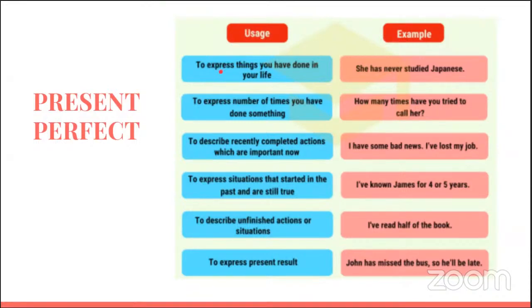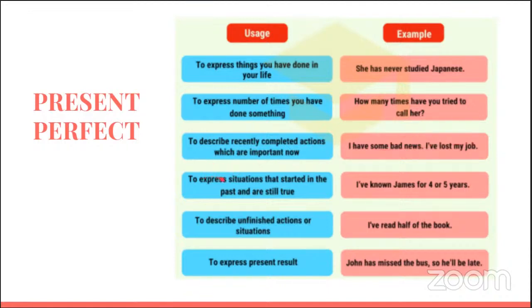You know that the present perfect tense is used to express things you have done in your life. For example, she has never studied Japanese. Also to express a number of times you have done something. For example, how many times have you tried to call her? And to describe recently completed actions which are important now, like I have some bad news, I've lost my job.